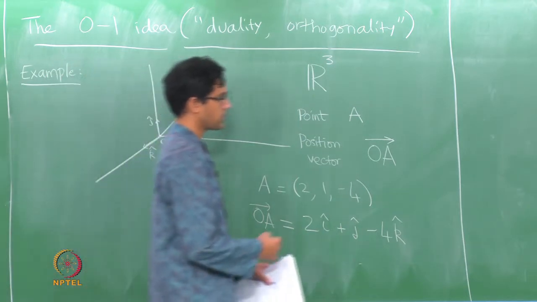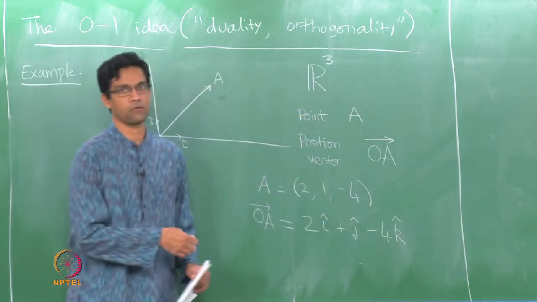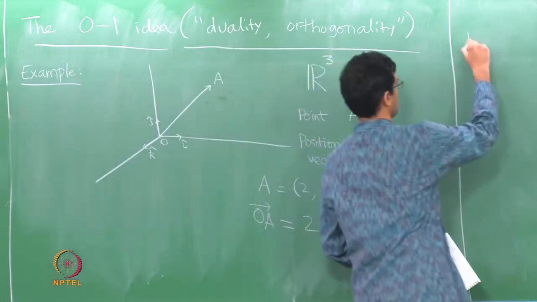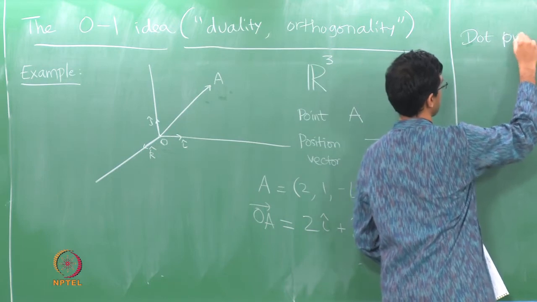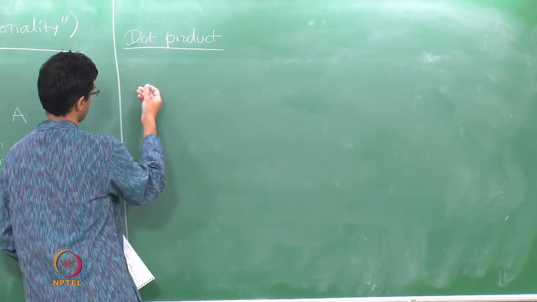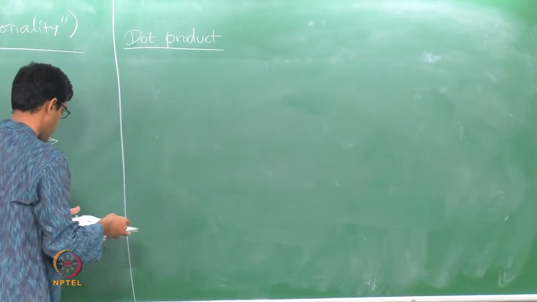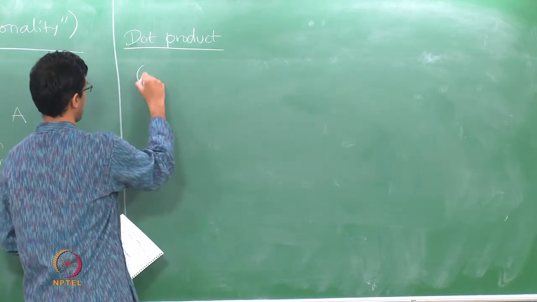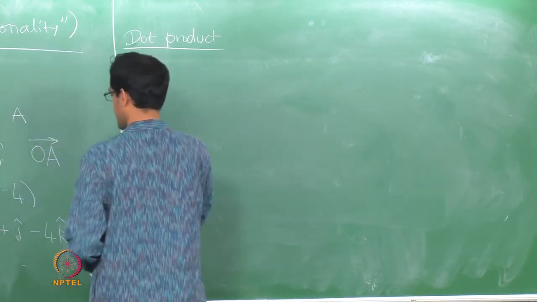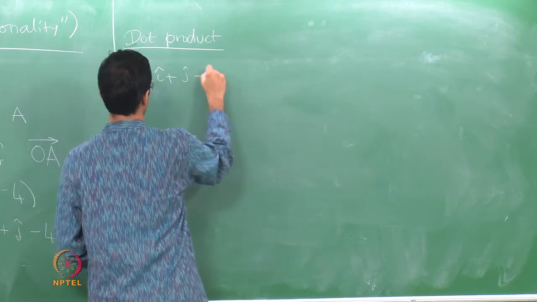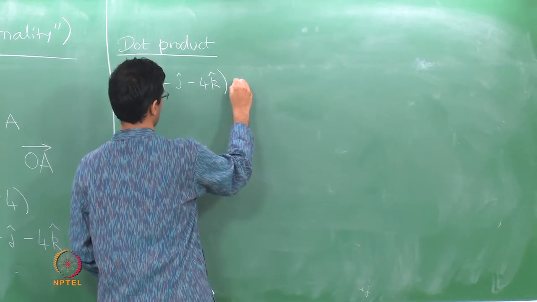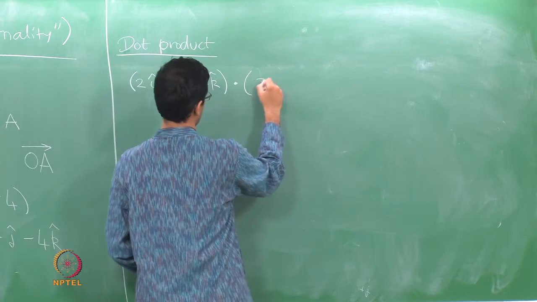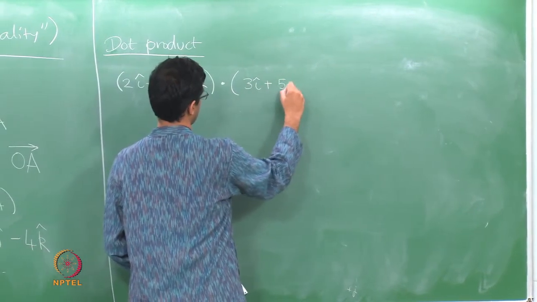Now there are natural operations that one can perform on vectors. There are 2 of them called dot and cross product. For now let us just recall what the dot product of 2 vectors meant. Let us again do it by example. Suppose I have a vector, say the one that we wrote down, 2i plus j minus 4k. The dot product, sometimes also called the scalar product, with, let us say, 3i plus 5j plus 7k.